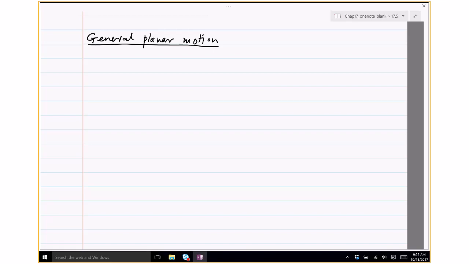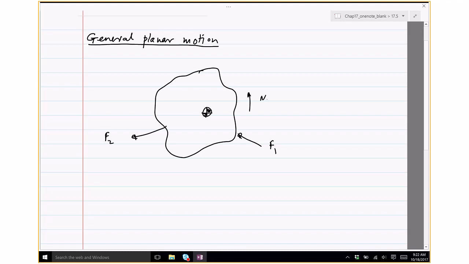Okay, it's the same setup. This is the same figure I drew earlier. This is a rigid body acted upon by forces and moments. G is the center of mass.